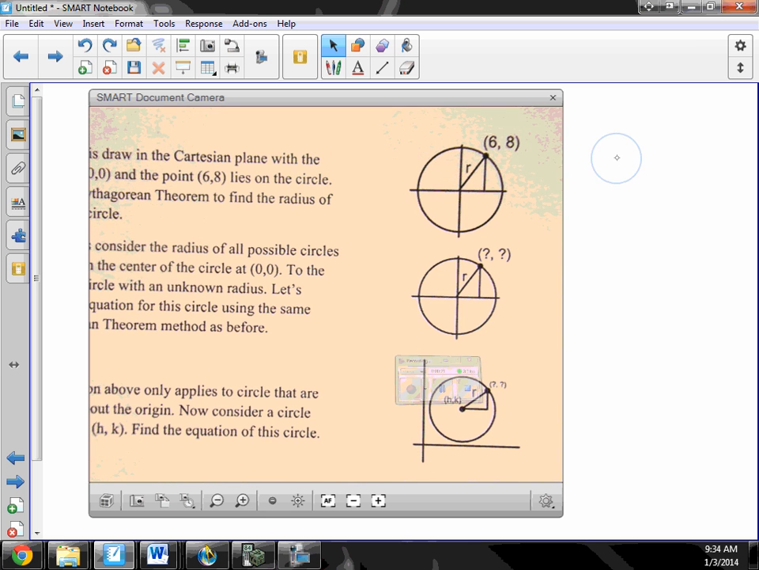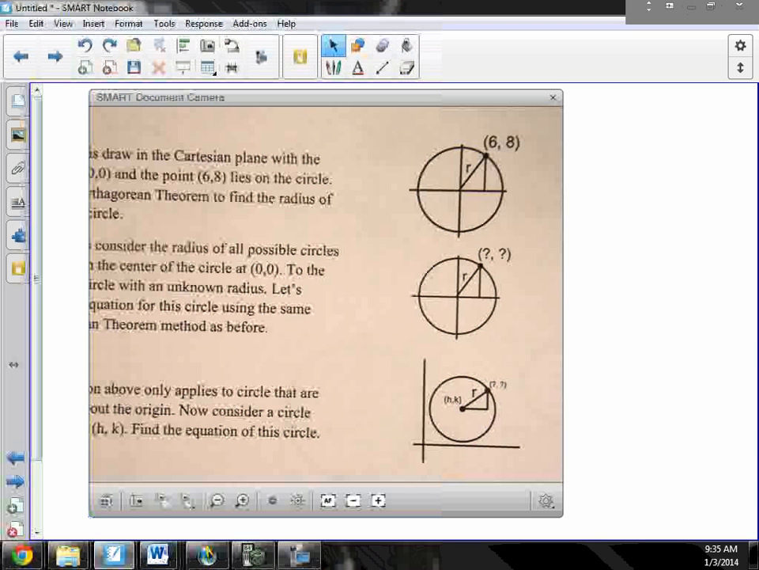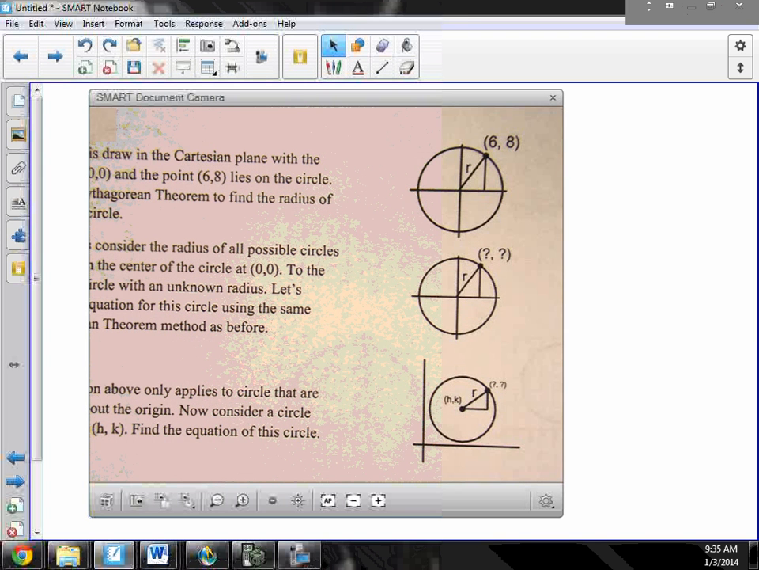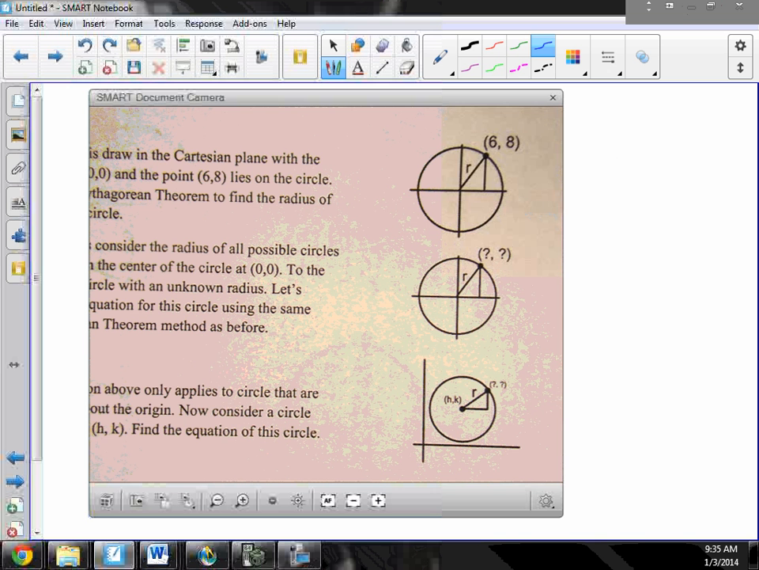So, imagine we have a circle centered at the origin, and we don't know the radius, but we do know one point on the circle is at 6, 8. How do we find the radius of the circle? Okay. Well, this is obviously not to scale, so a ruler won't work. It's a right triangle. Well, the hypotenuse of the right triangle is what we're looking for.